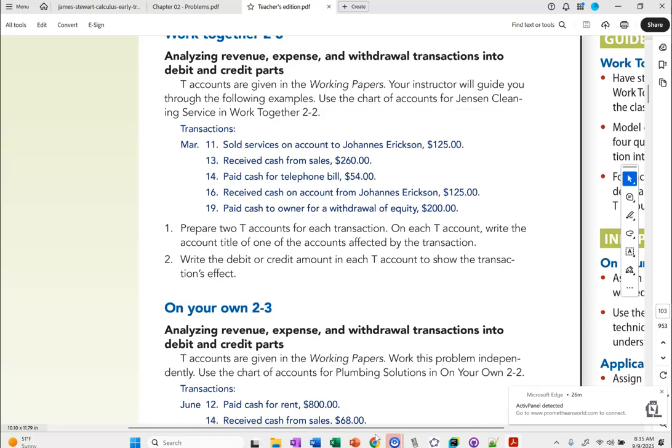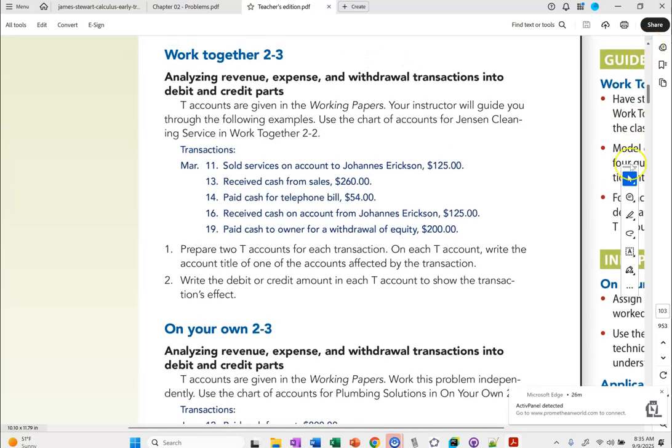So March 11th, sold services on account to Johannes Erickson, $125. What two accounts? I guess we probably need to scroll up so we can see the accounts. Oh, they're the same accounts from the working together 2-2. I can't see that right now. Well, they want us on 2 pages at once. Yeah, I know. Can't you just do it again?